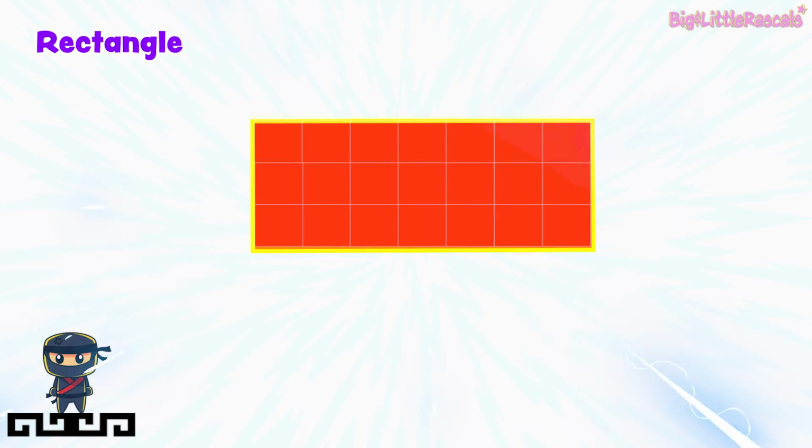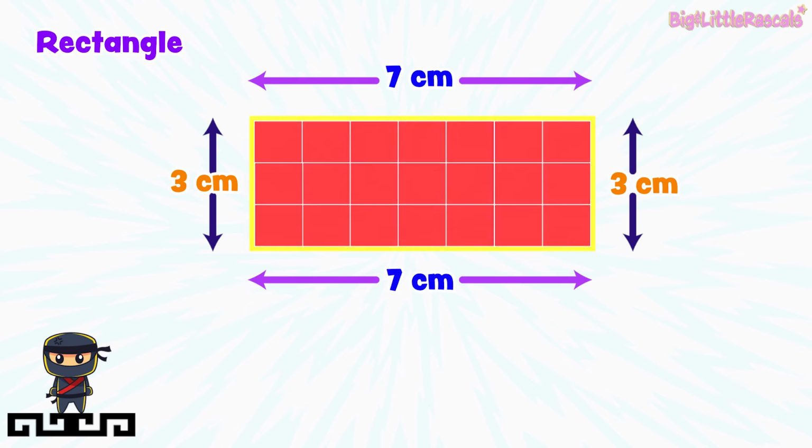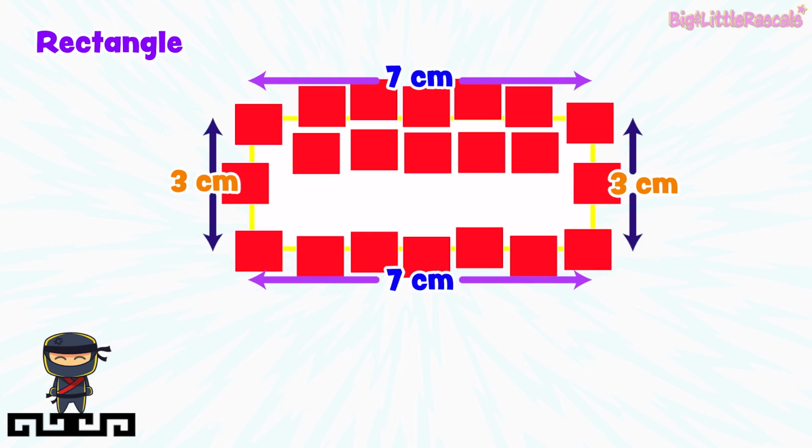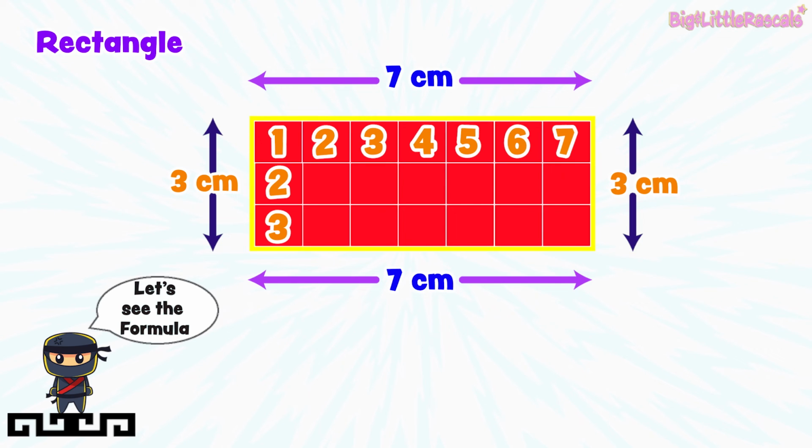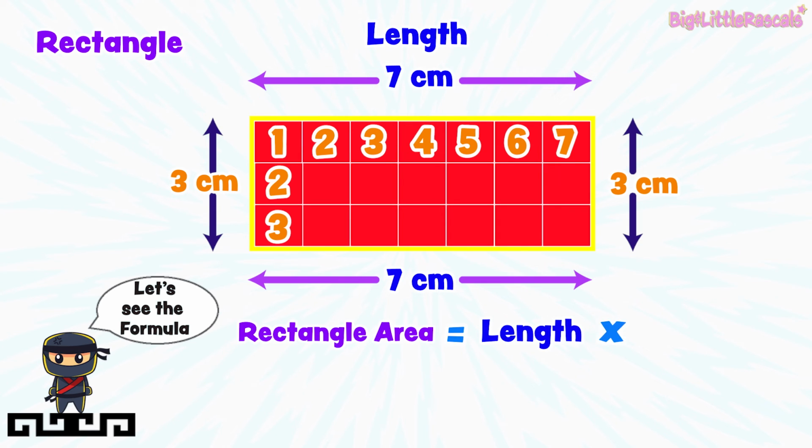Now, what is the area of a rectangle? Do you know? Let's see the formula. Rectangle area equals length multiplied by its width.